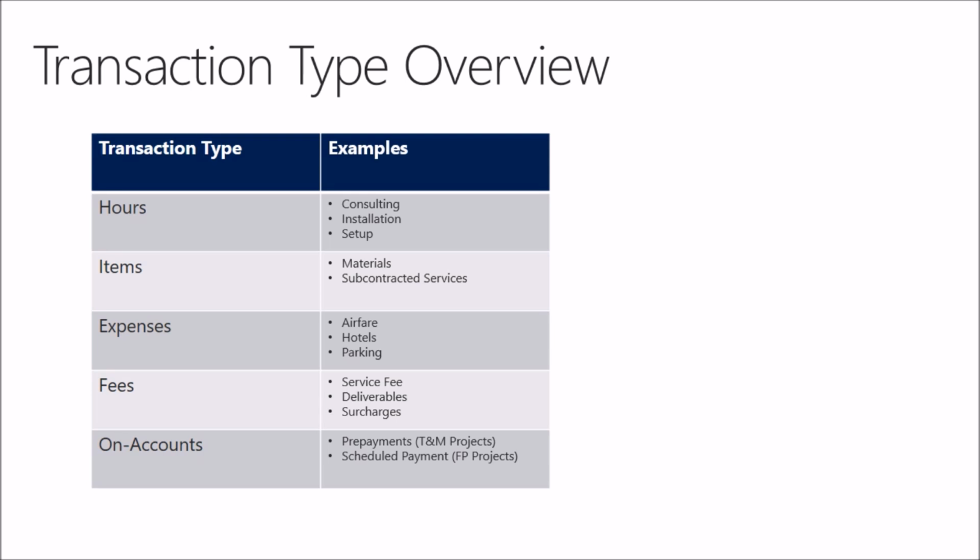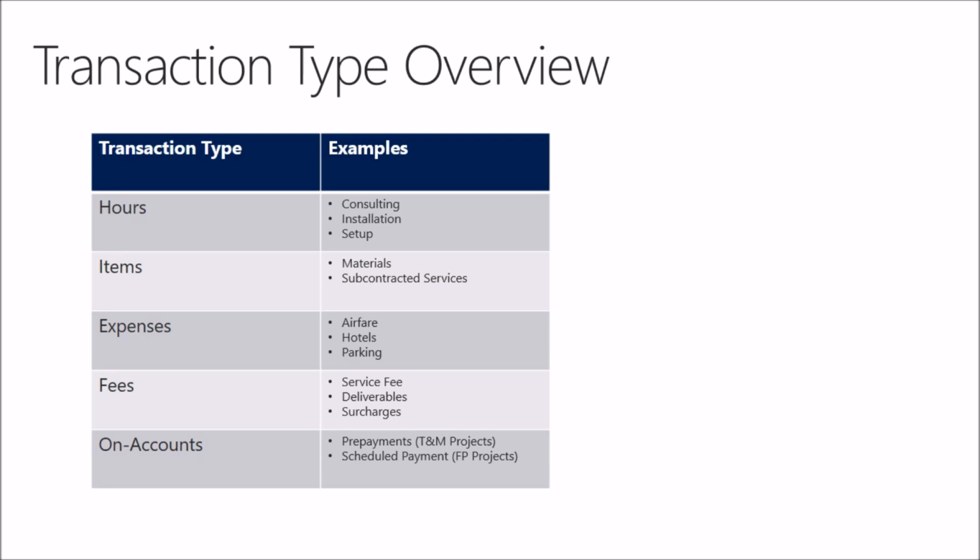consuming hours. Items, this can be a little tricky topic because items and expenses can sometimes be interchangeable, but typically items reflect materials that you're consuming to a project or any subcontracted services. And we'll get into the business documents that actually reflect an item type transaction inside of the project module here shortly. Expenses are basically any type of expense that you're booking to a project, whether it's airfare, hotels, parking.